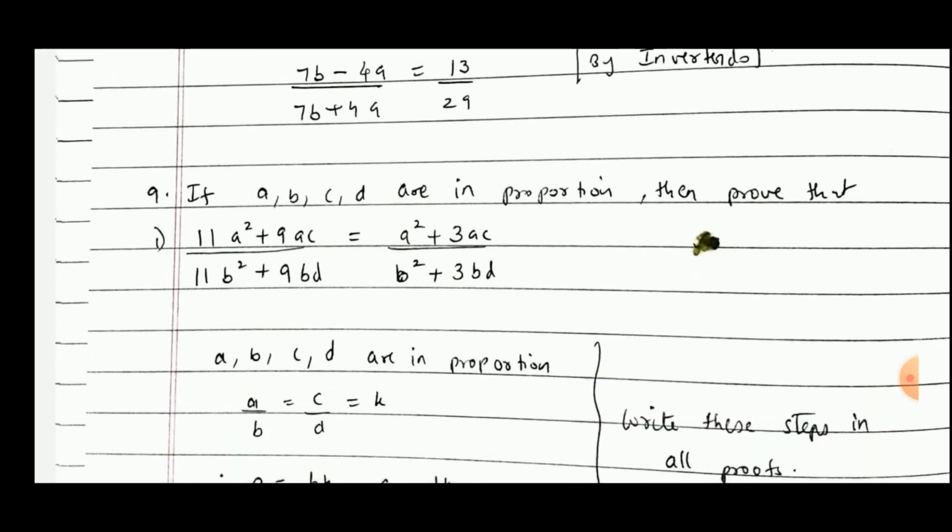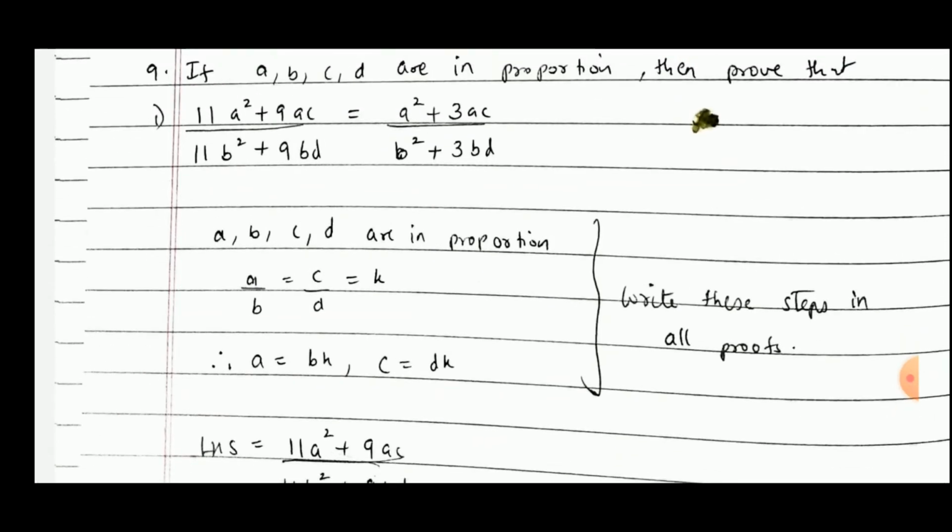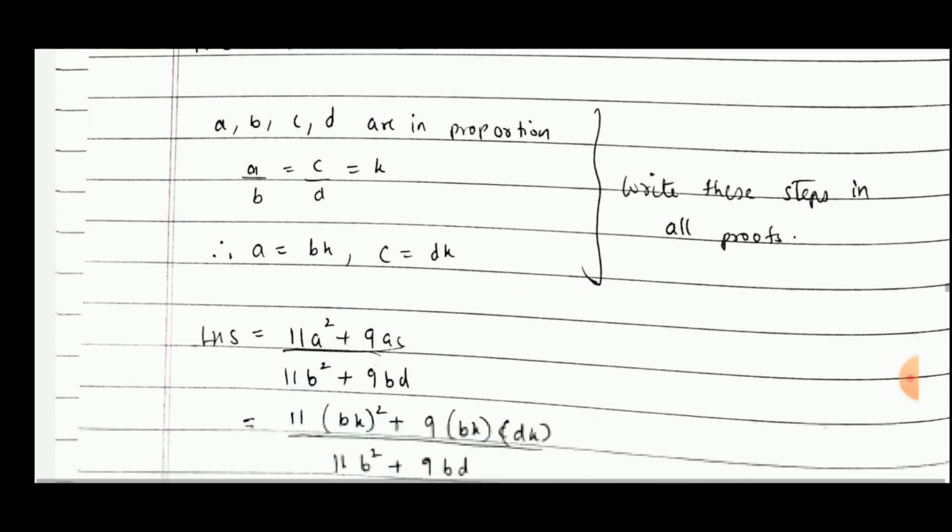If A, B, C, D are in proportion, then prove that 11A square plus 9AC upon 11B square plus 9BD is equal to A square plus 5AB upon B square plus 3BD. Now A, B, C, D are in proportion. So A upon B is equal to C upon D is equal to K. So A is equal to BK, C is equal to DK.